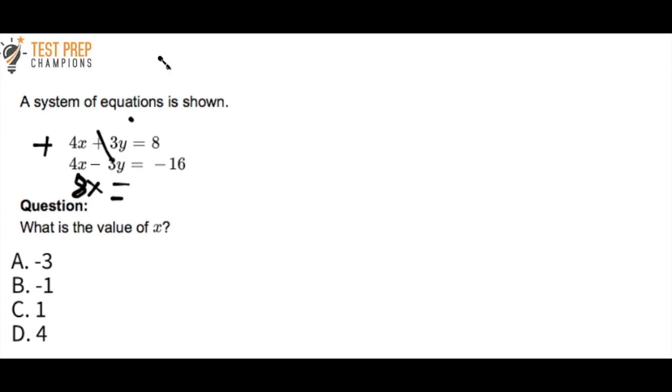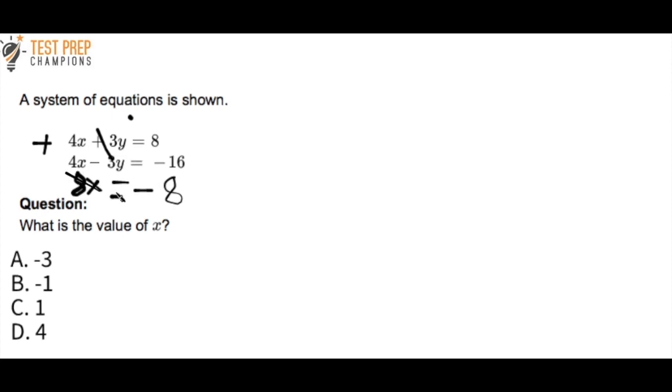They cancel out. Now what's about, if we add 8 to negative 16, in other words, we do 8 minus 16, that's going to be negative 8. And look where we're at already. 8x equals negative 8. I just divide by 8 on both sides. 8 divided by 8 is 1, which just spits out the x.